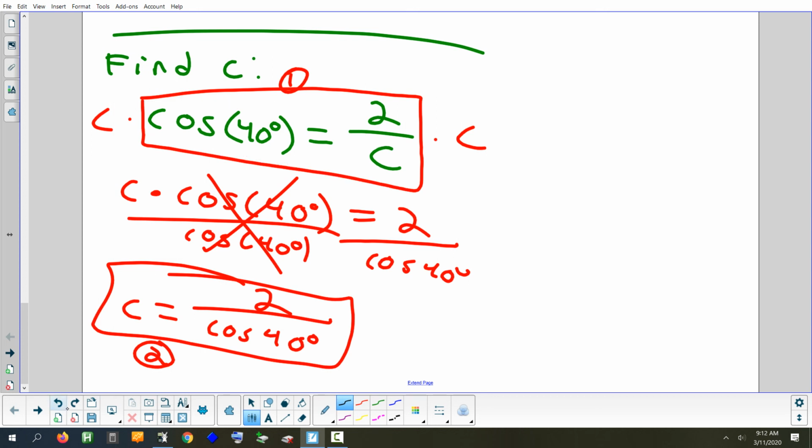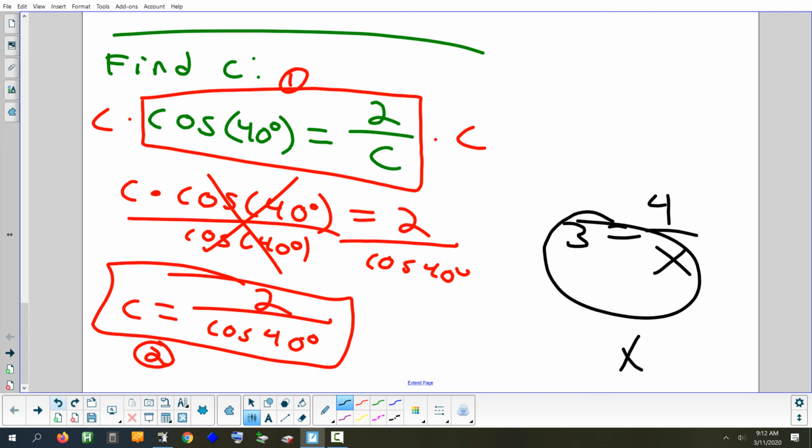So anytime you have a fraction like this, let's say you had 3 equals 4 over x, and you want to solve for x, just switch those two. X equals 4 over 3. That always works when you have 3 things like that. If you don't like that trick, then don't use it. Just go through these steps every time. Multiply both sides by the variable, and then divide by cosine 40. But I'm going to use this trick from now on of just switching what's in the bottom and what's on the other side.